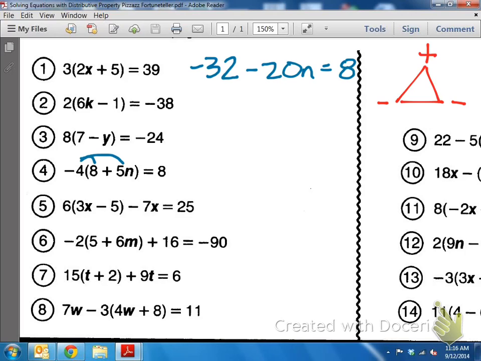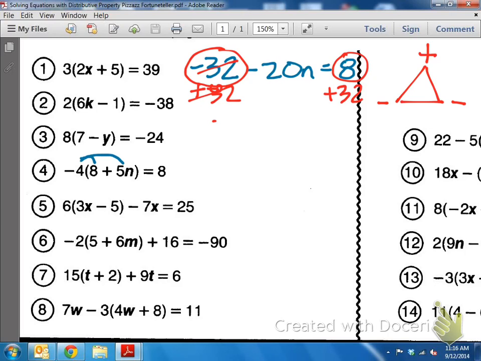We have negative 32 minus 20n equals 8. All right, and since I have no more parentheses to worry about, let's go ahead and combine like terms. When I combine like terms, I notice that I have an 8 on the right and a negative 32 on the left. I always like putting my numbers on the right, so that means I need to move negative 32. And yes, I am going to cross the equal sign, so that means I need to do the inverse, or the opposite of negative 32, which is adding 32 to both sides.